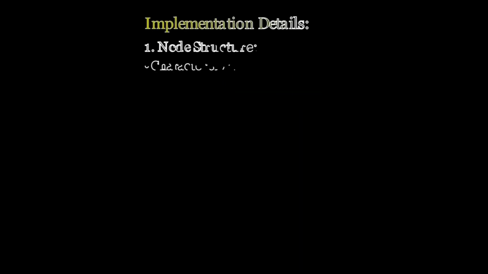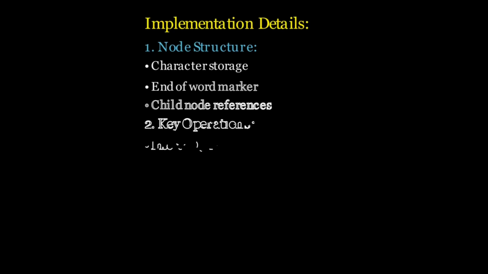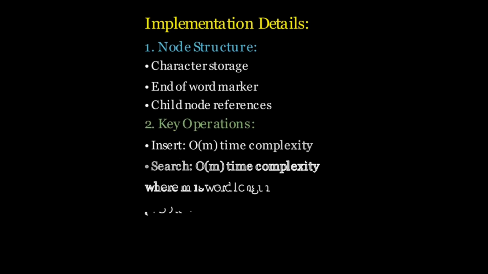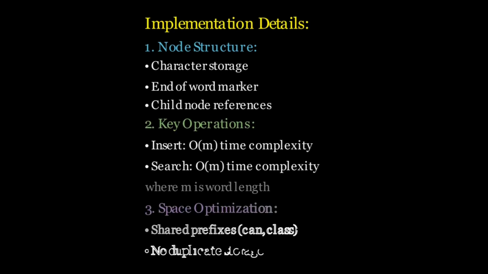Let's break down what makes our trie work. Each node stores a character and tracks whether it is a word ending or not. Operations like insertion and search run in O(m) time, where m is the word length. The structure optimizes space by sharing common prefixes.